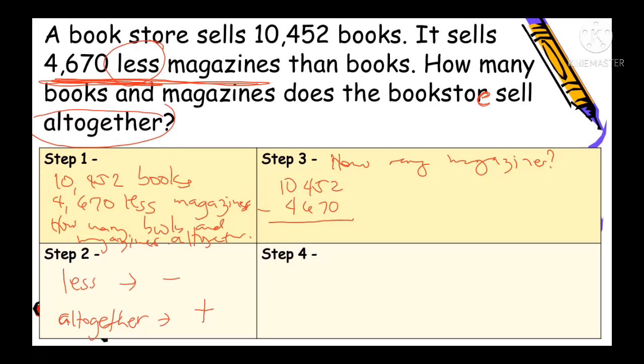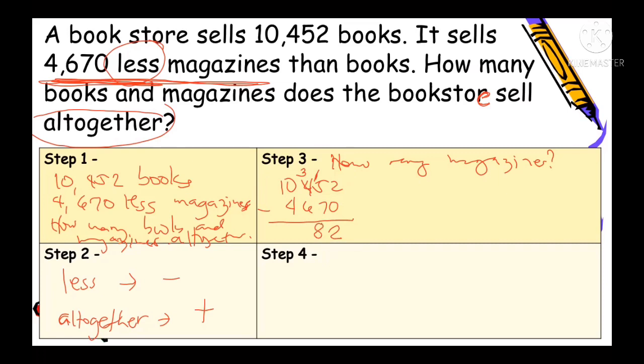2, very good. 5 minus 7. Cannot. Good job. So we will borrow from 4. 4 will become 3 and 5 will become 15. Good job. 15 minus 7. 15 minus 7 is 8. Right? 3 minus 6.